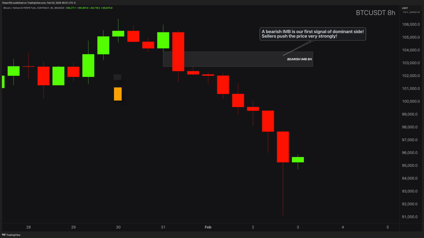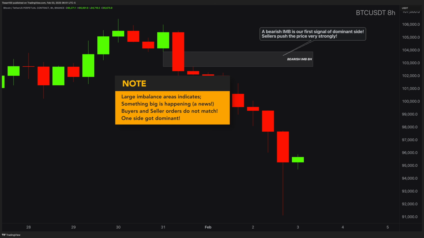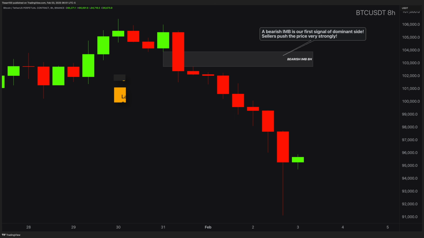Remember, what is an imbalance? As the name suggests, not balanced movements in the market. It is the definition of something big happening in the market, and buyers and sellers cannot match orders anymore. Some side gets overly dominant.